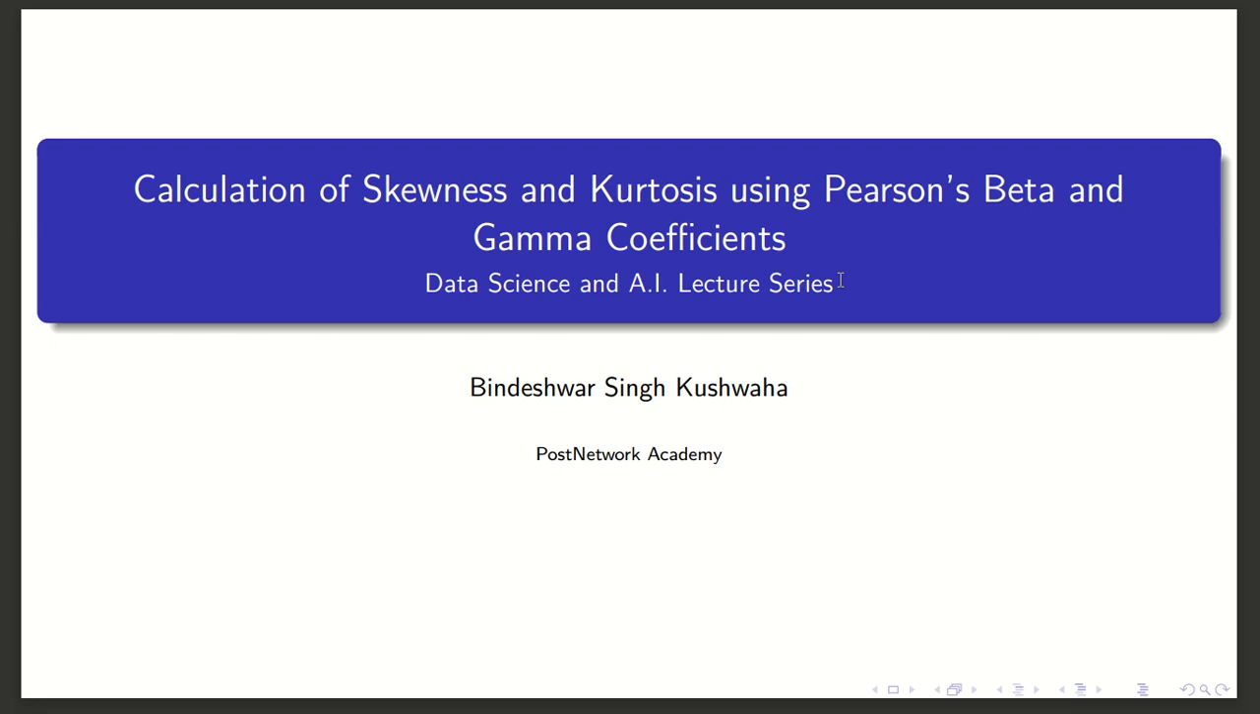In our last video, we discussed how to calculate the moments of a data set, both about the mean and about an arbitrary point. These calculations are foundational for today's topic, as we will use those concepts to determine skewness and kurtosis using Pearson's beta and gamma coefficients. If you haven't watched the previous lecture yet, I highly recommend checking it out. It will give you the background needed to follow along today.